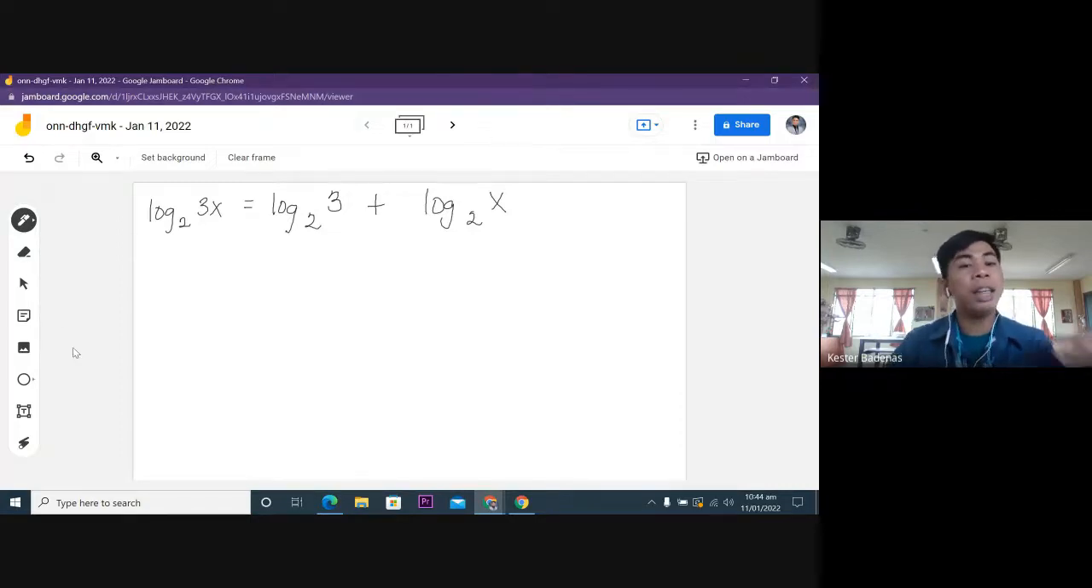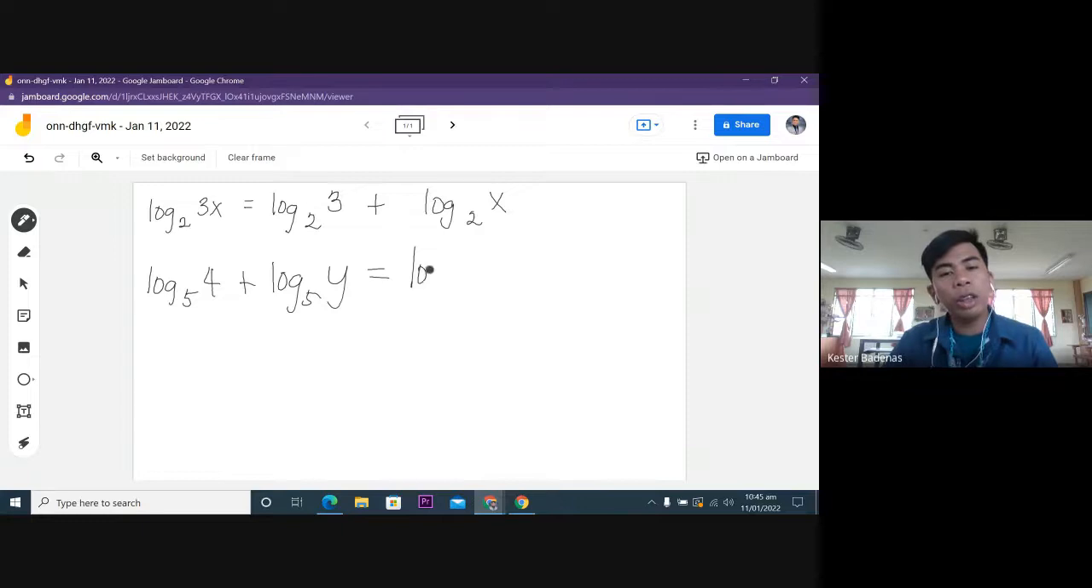Okay? And pwede rin baliktarin. Kunwari, ang binigay yung plus, yung addition na. So, magiging logarithm, kunwari, of 4 with the base, let's say 5, plus logarithm of y with the base 5, that would be equal to logarithm of 4y with the base 5. Make sure na, class, pag ina-apply natin yung laws of logarithm, kailangan same base siya para ma-apply natin yung mga laws and properties. Okay?